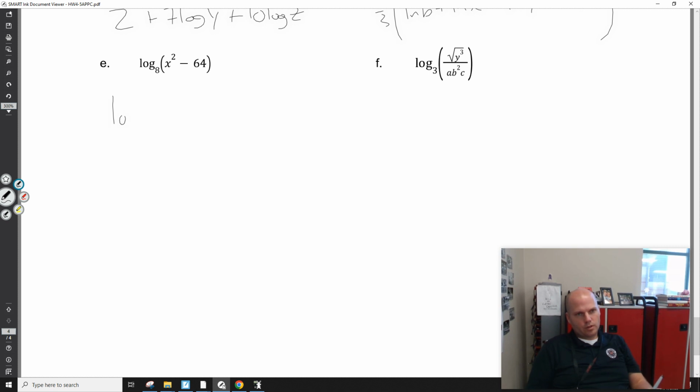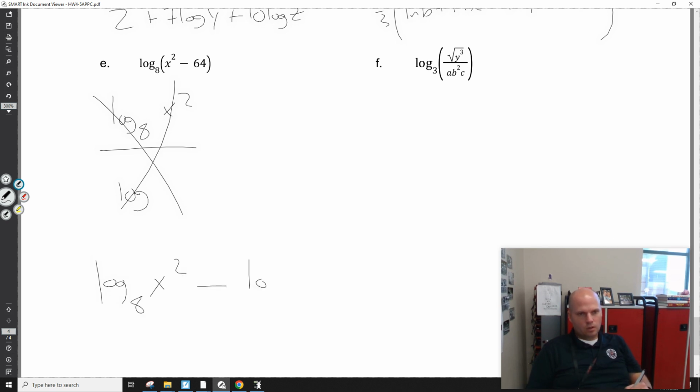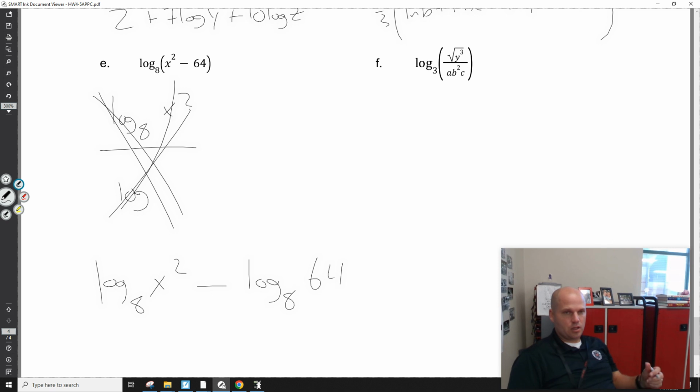What we want you to do here is not rewrite this as division, because that's not true. Big mistake made is people are like, oh yeah, subtraction means division. No, it's the subtraction of 2 logs that you can write as division. It does not work the other way around if you have subtraction inside a log.